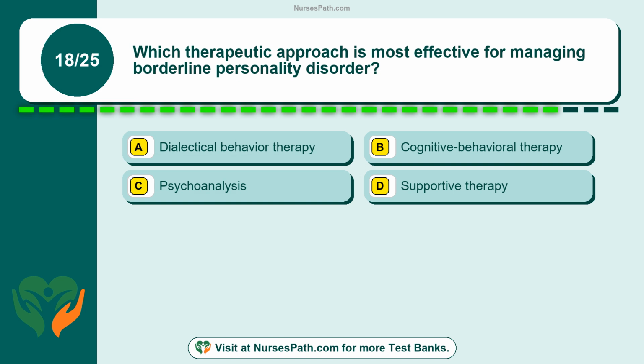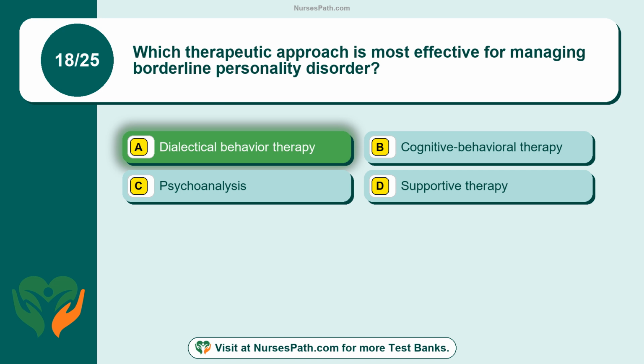Question 18. Which therapeutic approach is most effective for managing borderline personality disorder? Option A, dialectical behavior therapy. Option B, cognitive behavioral therapy. Option C, psychoanalysis. Option D, supportive therapy.